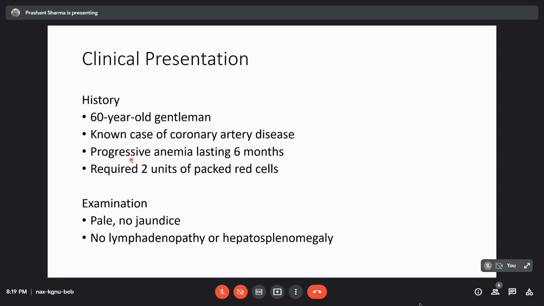He's been now reporting of progressive anemia for just the last 6 months. So he's been okay so far, but for 6 months he's got anemia. And he's required 2 units of packed red cells, so obviously it's severe anemia. On examination, there's only pallor, there's no jaundice, no lymphadenopathy or hepatosplenomegaly.